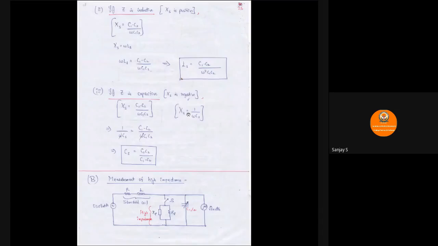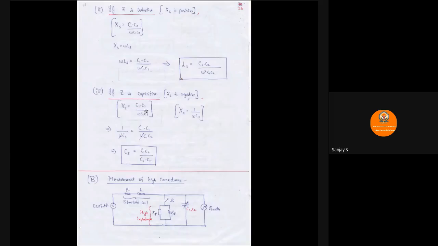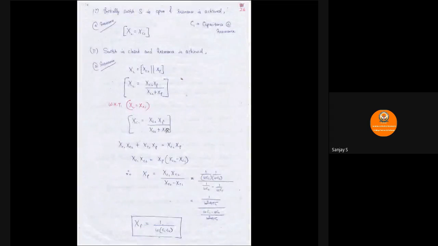If the switch is closed, then this high impedance element also will be included in the circuit. Then resonance will be achieved. So at resonance condition, we know that effective inductive reactance will be equal to capacitive reactance. Total effective capacitive reactance is nothing but parallel combination of RP and XP. So XC2 parallel to XP can be written as XC2 XP by XC2 plus XP.